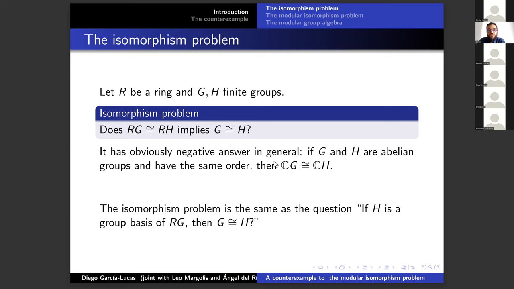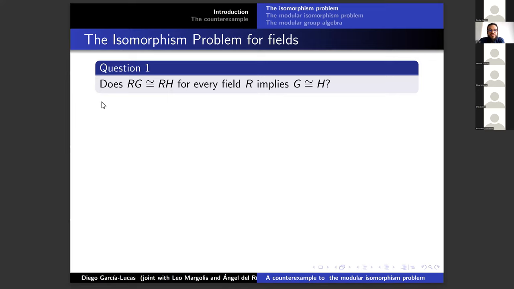Although this question has a negative answer, one can try to think of a modification of the statement so that it could have a positive answer. For example, try to strengthen the hypothesis. This leads us to Question 1, which asks: if the group rings are isomorphic over every possible ring or field, does it imply that the groups are isomorphic?